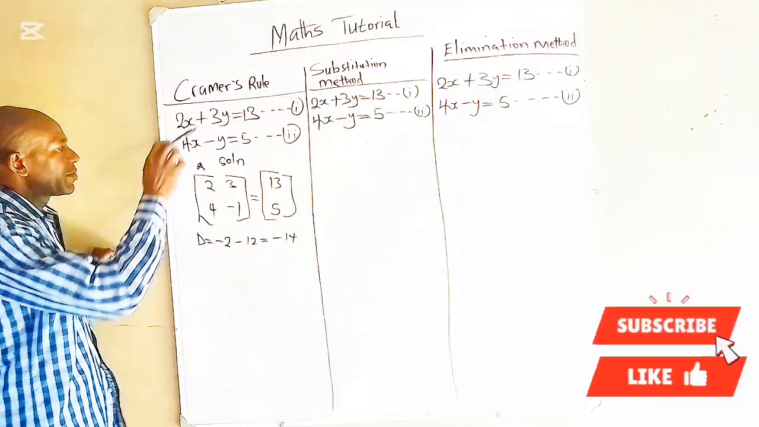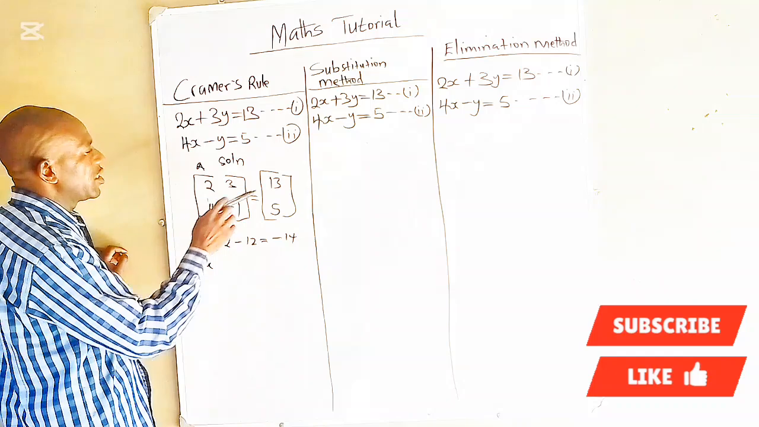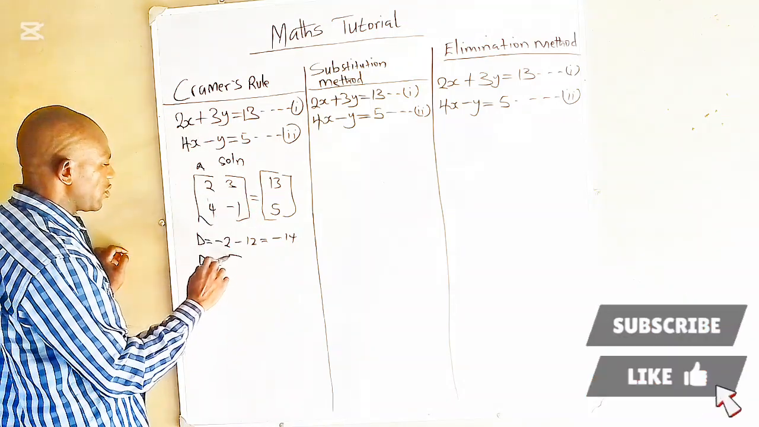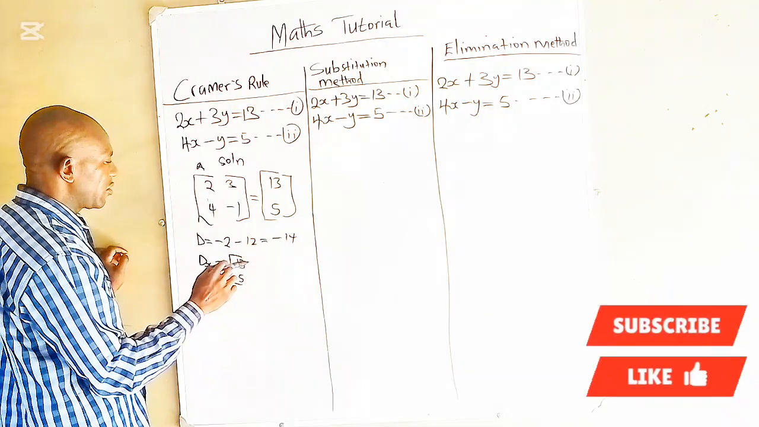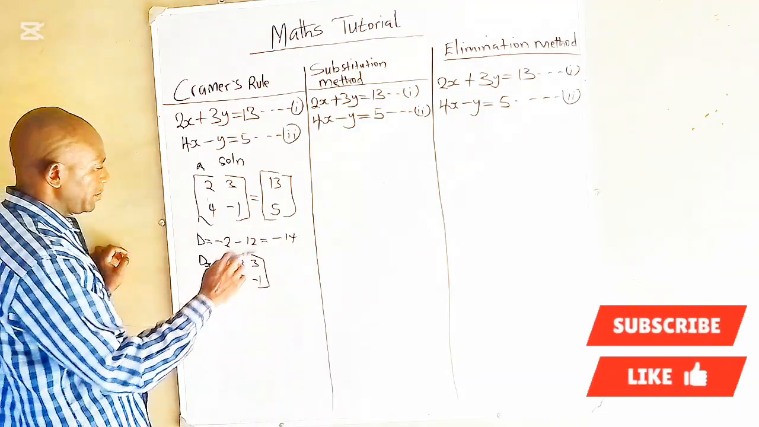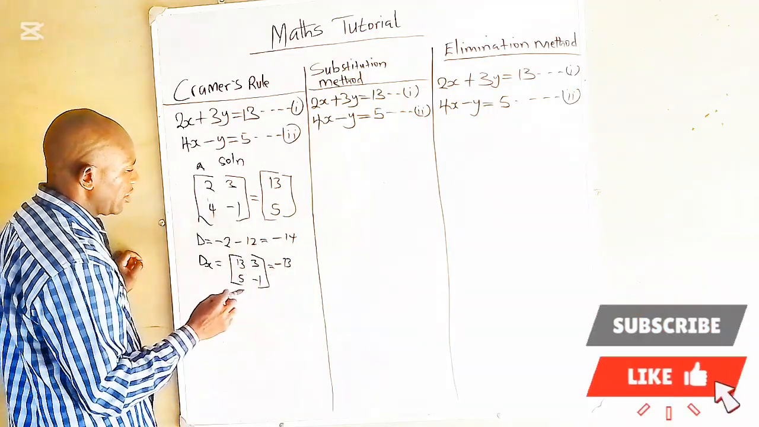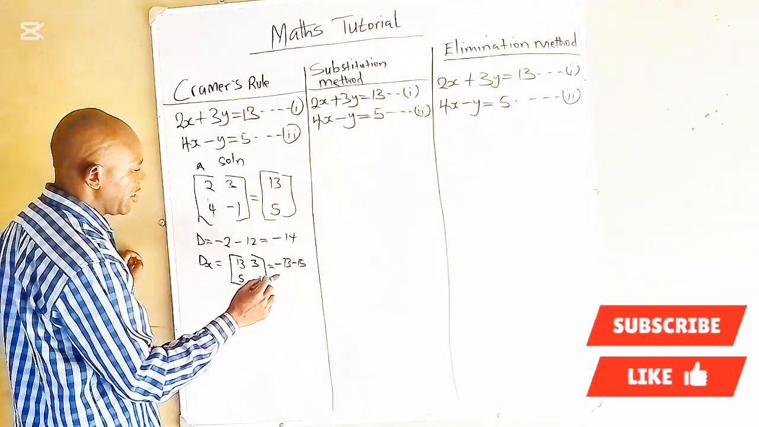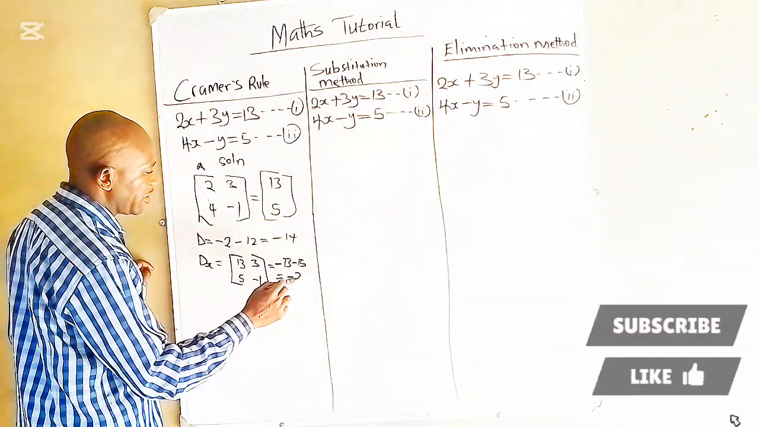So now we're going to find the determinant of x. For the determinant of x, we replace the coefficient of x with the constants, which are 13 and 5. At this point, we're going to draw it so that we will not be confused. 13 and 5 replace the coefficient of x, then the coefficient of y is 3 and minus 1. So the determinant of x will be equal to 13 times minus 1, we have minus 13. Minus 5 times 3, we have minus 15. At the end, the determinant of x will be minus 28.